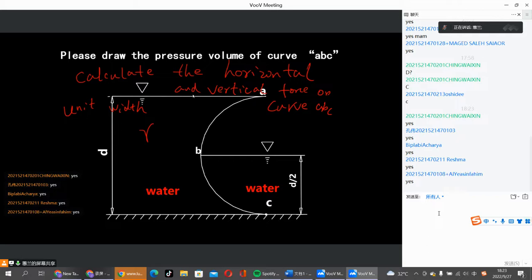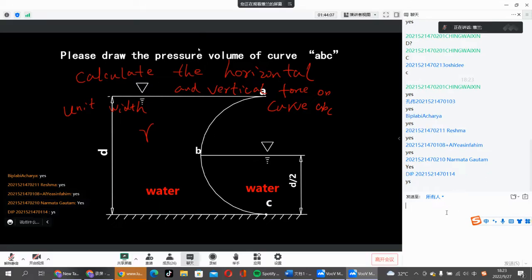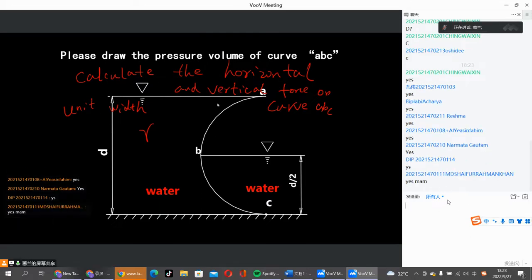Calculate, because this is really important, we need to know the key points. Calculate the horizontal and vertical force on curve ABC. After you are familiar with this, for the boys, you say you already know it from middle school, so I don't want to spend too much time on that. You can just review what you have learned in middle school. But this one is new for you, so please do this, okay?